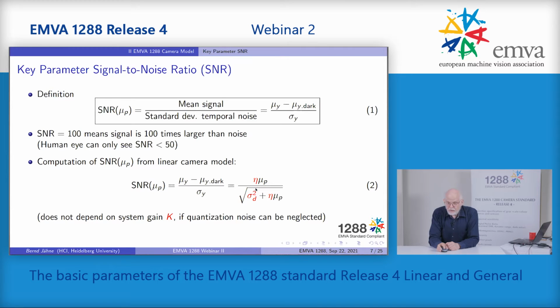We cannot do, of course, this model curve if we have a nonlinear camera, but we can still measure, of course, since we can measure the mean and the standard deviation.